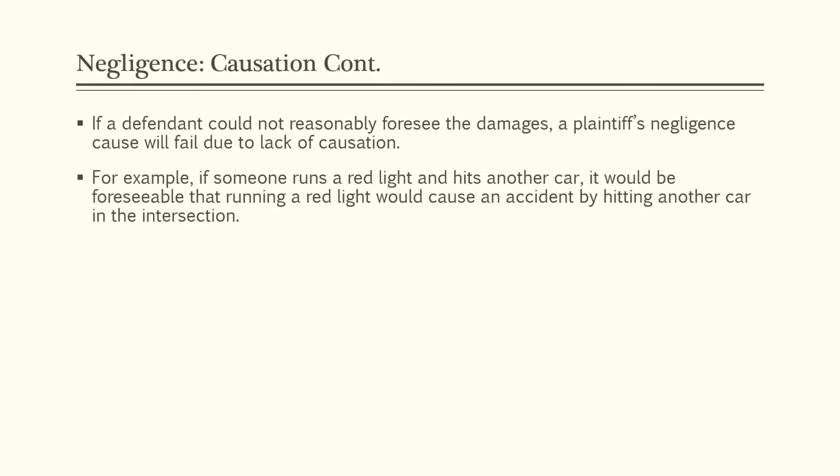Let's go back to the red light example that we just talked about. If someone runs a red light and hits another car, it would be reasonably foreseeable that running a red light would cause an accident by hitting another car in the intersection, and that would cause an injury to another person. That is foreseeable conduct, and that would be causation. That would be the proximate cause of the plaintiff's injury, as well as their injury in fact.